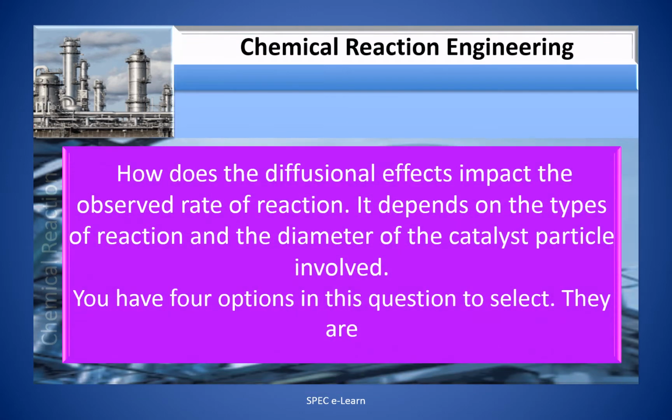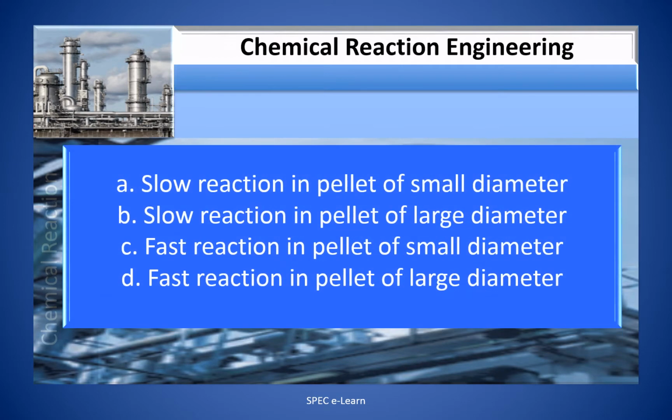How do the diffusional effects impact the observed rate of reaction? It depends on the type of reaction and the diameter of the catalyst particle involved. You have 4 options in this question to select. They are slow reaction in pellet of small diameter, slow reaction in pellet of large diameter, fast reaction in pellet of small diameter, and fast reaction in pellet of large diameter.